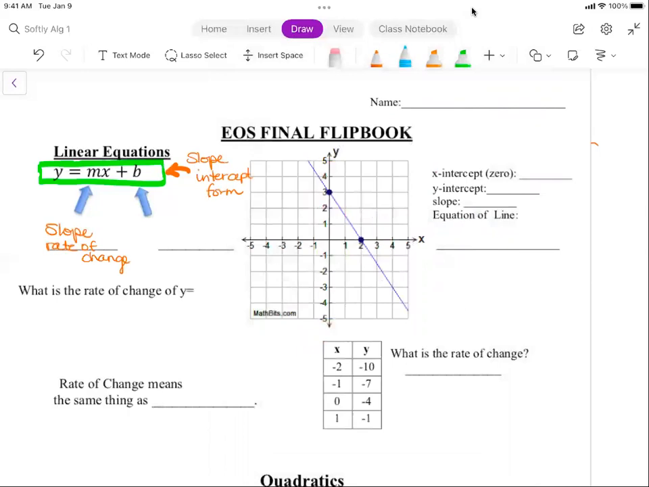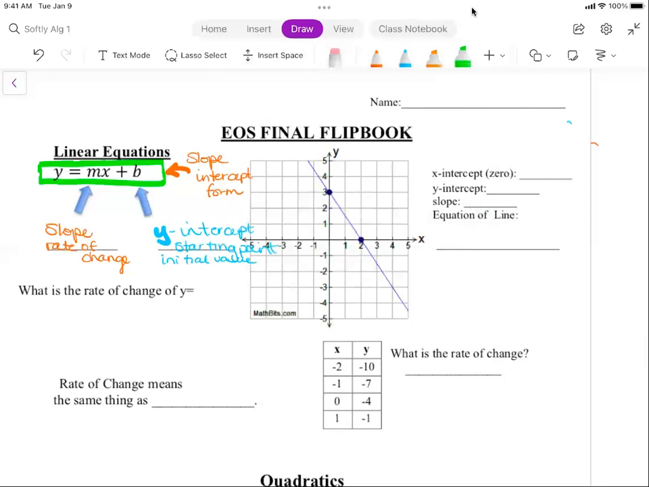My b is many things. It's going to be my y-intercept. It's going to be my starting point. It's also going to be my initial value. So your y-intercept, your starting point, as well as your initial value.